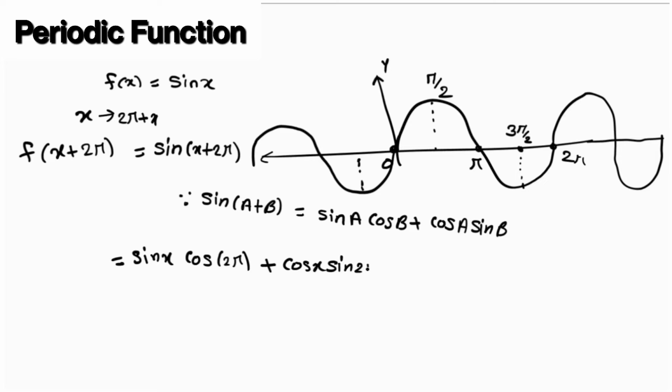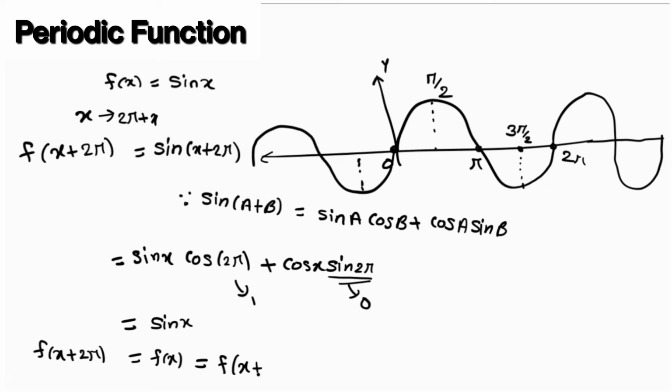But the value of sine 2 pi is 0 and cos 2 pi is 1. So if you put cos 2 pi is 1 and sine 2 pi is 0, this second term is completely 0, and the first term that remains is sine x. But sine x is nothing but our f of x. So f of x plus 2 pi is equal to f of x. Now, in case I add 2 pi again, so f of x plus 2 pi, again add 2 pi, f of x plus 2 pi plus 2 pi, it becomes 4 pi.